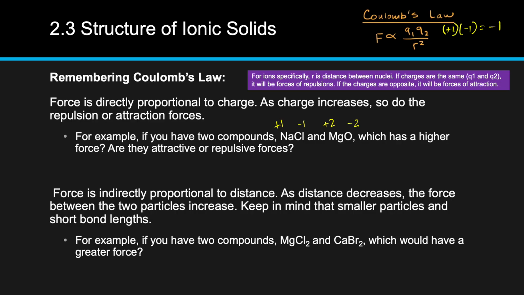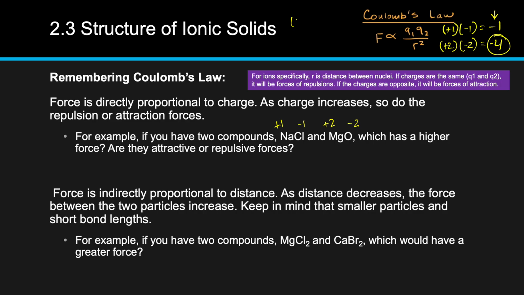Then if we were doing magnesium and oxygen, that would be plus 2 times negative 2, which gives us negative 4. So obviously we have a lot more charge with magnesium oxide. And remember, in Unit 1, we talked about Coulomb's law. If we have a negative number for our force, that's going to be attractive. And that's just because we have a positive and a negative, which means they're attracting to each other.